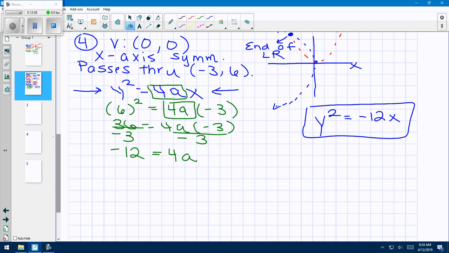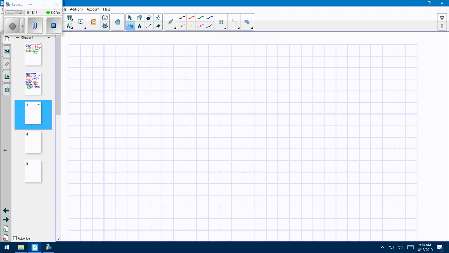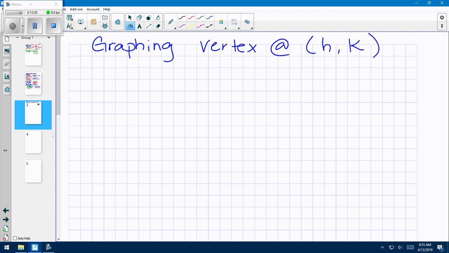Okay. So if we're okay with some working backwards concepts, let's go ahead and talk about how we sketch parabolas whose vertex is somewhere other than the origin. So we're going to talk about graphing with a vertex at (h, k). Based on the forms that we already know for a vertex at (0, 0), I don't think it will be too surprising to see that for a parabola that opens up and down, the equation would be (x - h) squared equals 4a times (y - k).